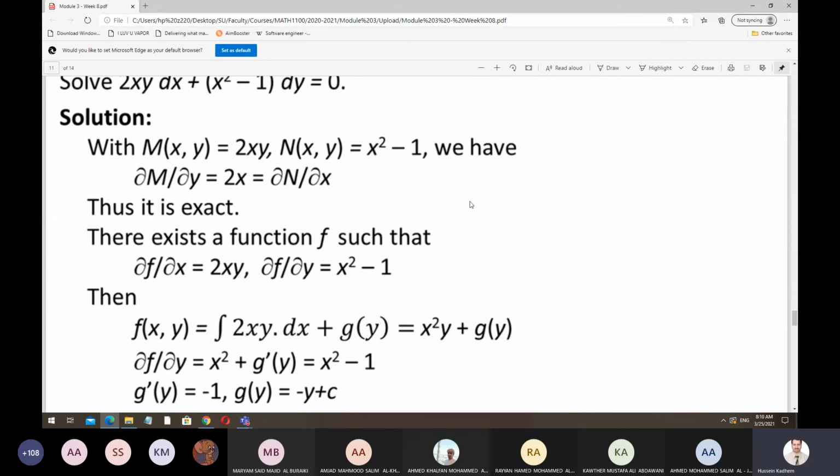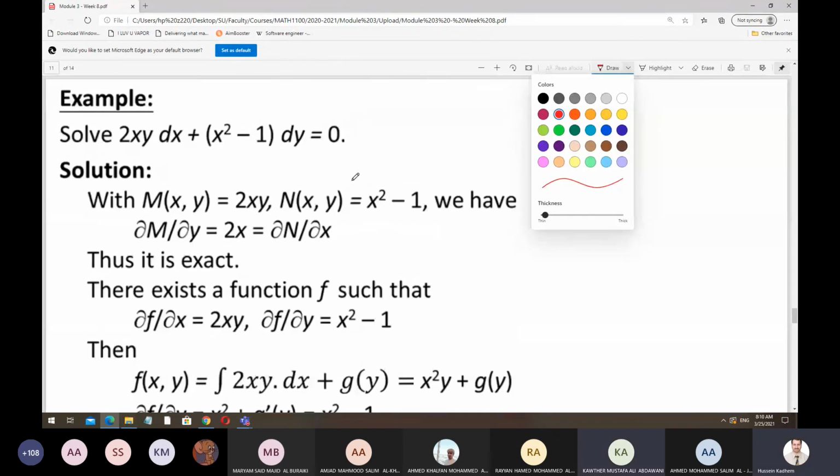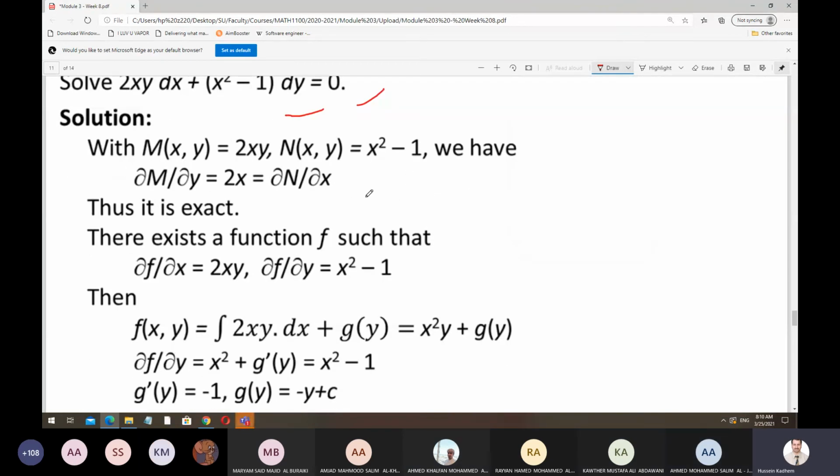Can you see the slide? Hello? Yes, doctor, yes. It's back. Unfortunately, I'm working from home. This is my son's computer, so I'm trying to use it.